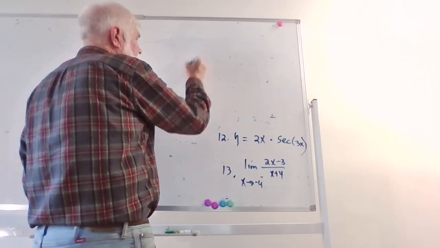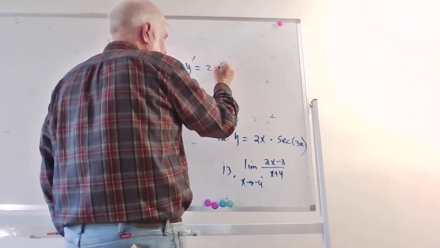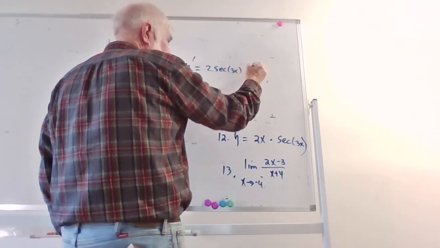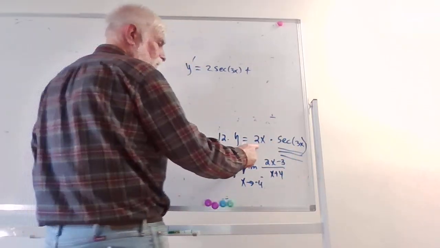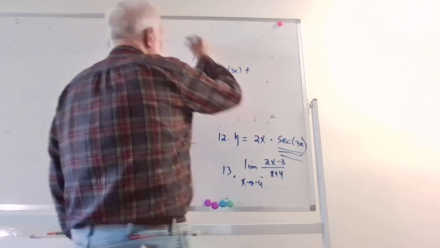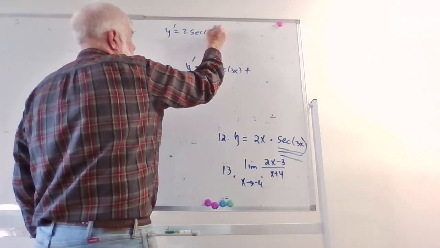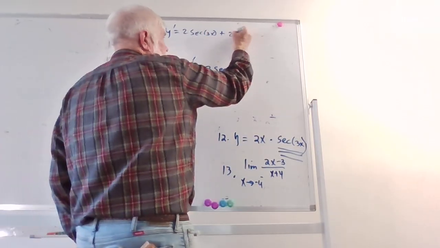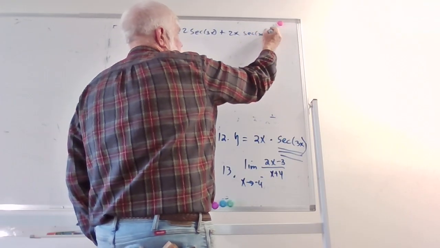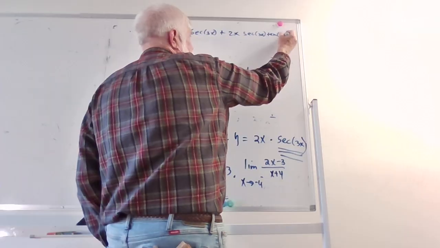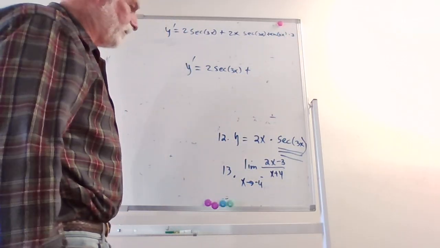So y prime. Take the derivative of the first factor, which is 2, times, leave the second one alone, secant of 3x, plus, leave the first one alone, but take the derivative of the second. I'll do this one first. So leave that one alone. Oh, I think I've got to get more space here. 2 secant 3x plus, leave it alone, 2x times the derivative of secant 3x, which is secant 3x tangent 3x times 3. Chain rule. You've got to take the derivative of what's inside that parentheses.